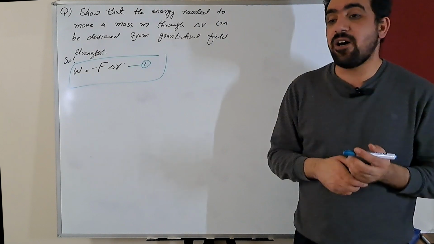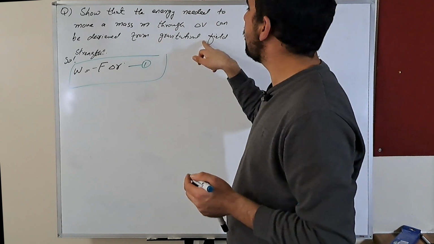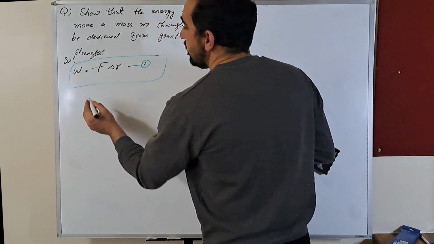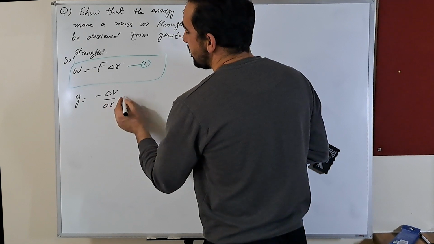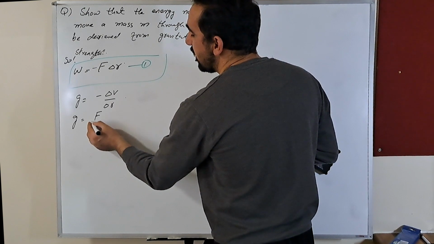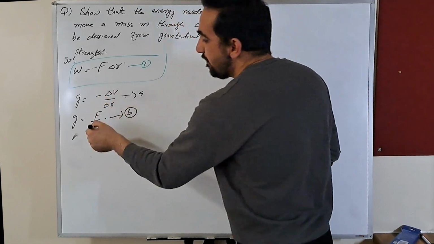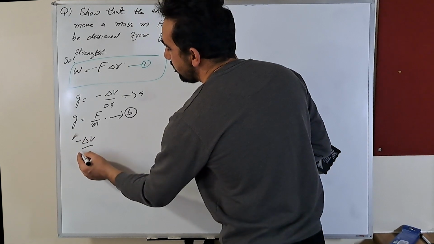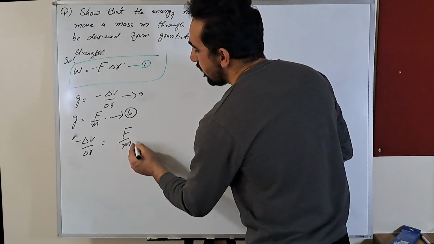Can we use the equation of gravitational field strength to reach the same result? Now let's define. Gravitational field strength is the negative gradient of gravitational potential. But we also know that gravitational field strength is force per unit mass. Let's call it A and call it B, and compare these two, because both are gravitational field strength. So minus delta V divided by delta R is equal to F divided by M.